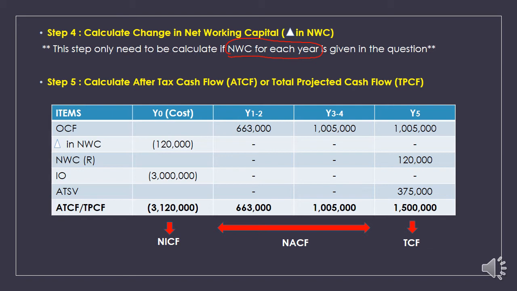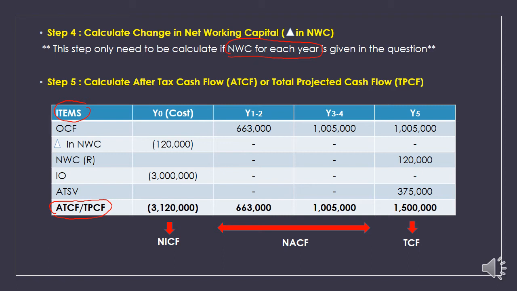Based on the table, the first column will start with the items, and the items should be included in this table. The first will start with OCF. Next is the change in net working capital, and then net working capital recovery. R here represents recovery, and then continue with IO, which is initial outlay, and then ATSV. At the end, you will get the answer regarding ATCF or total projected cash flow, which is TPCF.